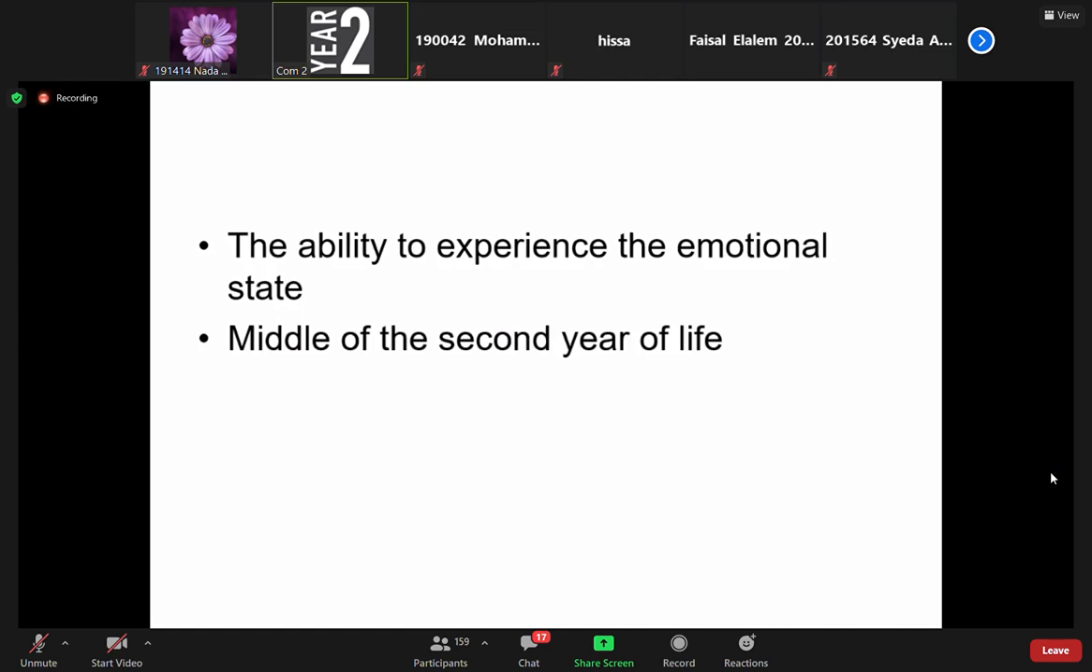Self-consciousness starts in the middle of the second year of life, and this is the ability to experience the emotional state of others. Okay, so starting to understand.